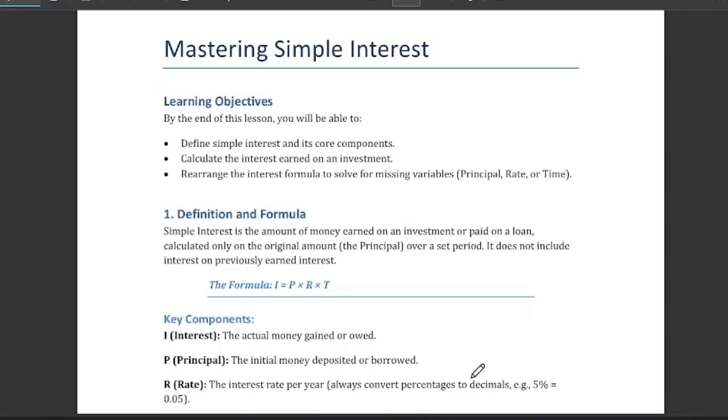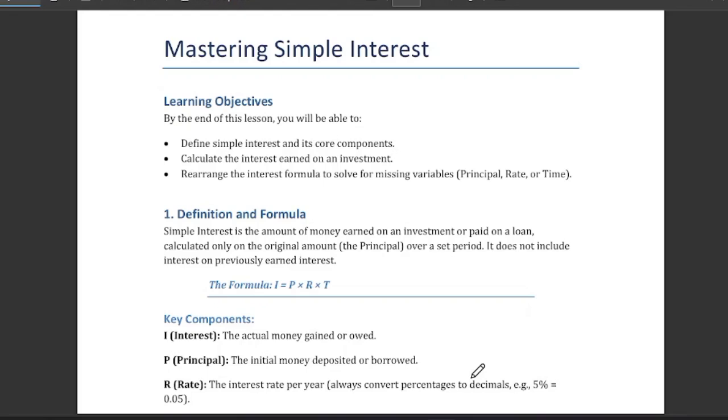Alright, in this short video, we want to look at simple interest, and our learning objectives are just three. The first one is that we want to define what simple interest is and its core components. The second one is that we're going to calculate interest earned on an investment. The last one is I'll show you how you can rearrange the formula for calculating simple interest, so that when you are asked to find the principal, the rate, or the time.